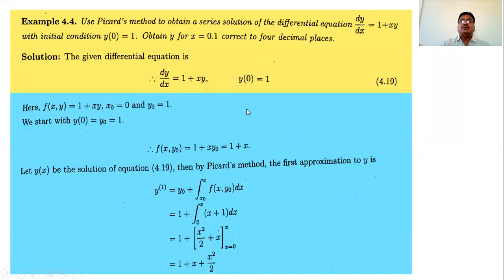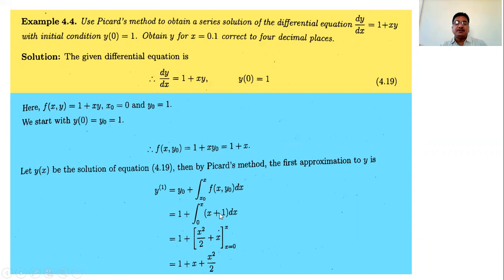The next problem is to use Picard's method to obtain the series solution of this equation. Here f(x,y) with y0 equal to 1 means y0 is 1 and x0 is 0. Here f(x,y) is 1 plus x into y, so f(x,y0) is 1 plus x into y0. Y0 is 1, so it is 1 plus x.